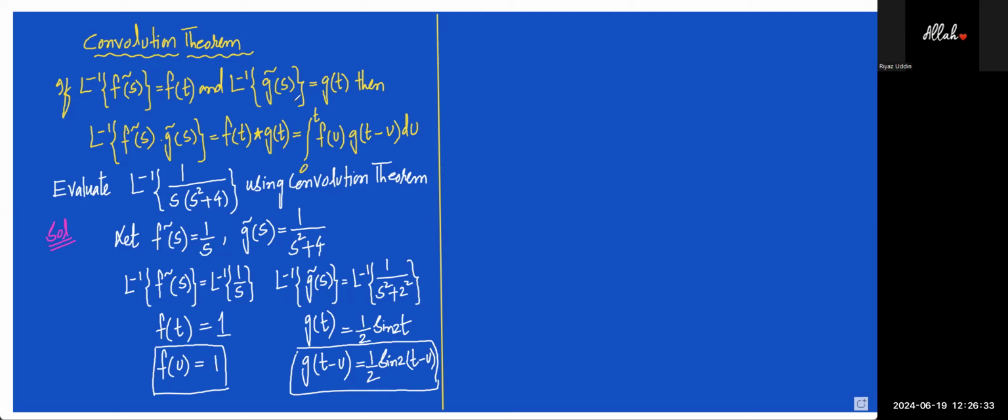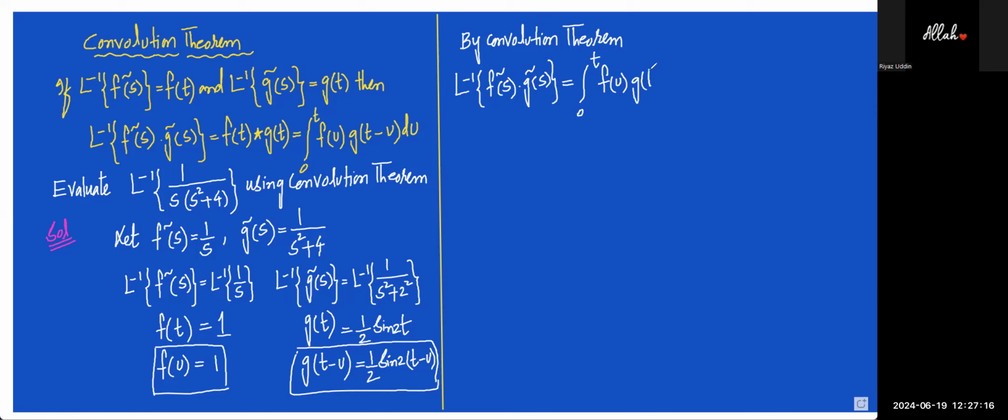By convolution theorem, Laplace inverse of f bar of s into g bar of s is equal to f of t star g of t, which is the integral of f of u into g of t minus u du. Both values are the same.